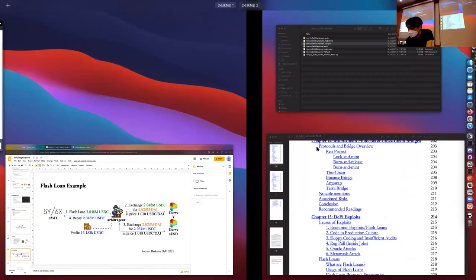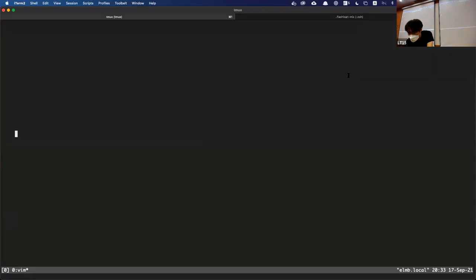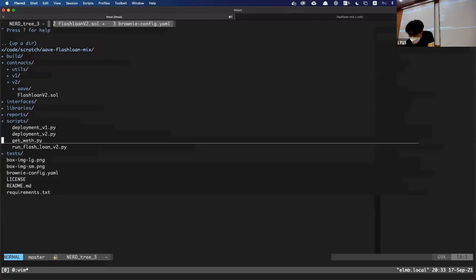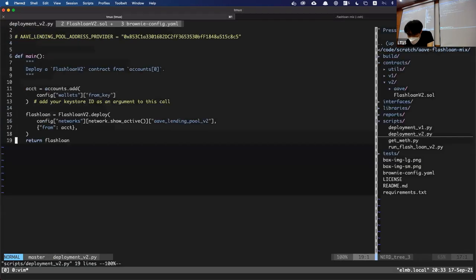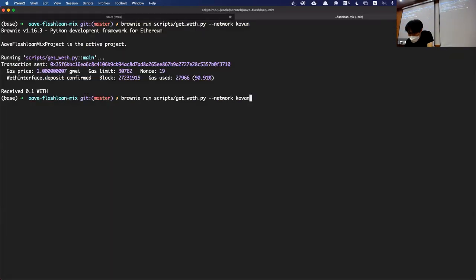Secondly, the next thing that I'm going to do is to deploy the contract that I showed you just now, and that's the contract that is doing the flash loan. To do that, I've similarly prepared the contracts ahead of time. So this is a deployment contract. It's nothing fancy. I'm just trying to deploy the contract that I showed you guys just now, which is this contract. And to do this, I'm just going to do a deployment script. Again, I'm going to specify the network is Kovan.